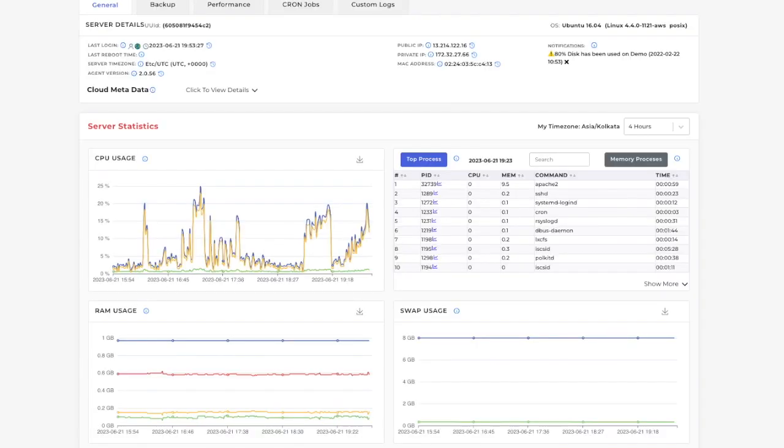In this video, we will be talking about how to use Gatekeeper to diagnose a sudden surge in CPU usage. This is an example where we noticed a sudden surge in CPU usage on the server.